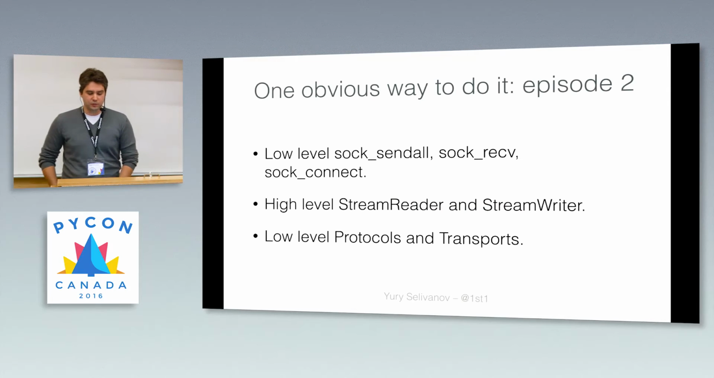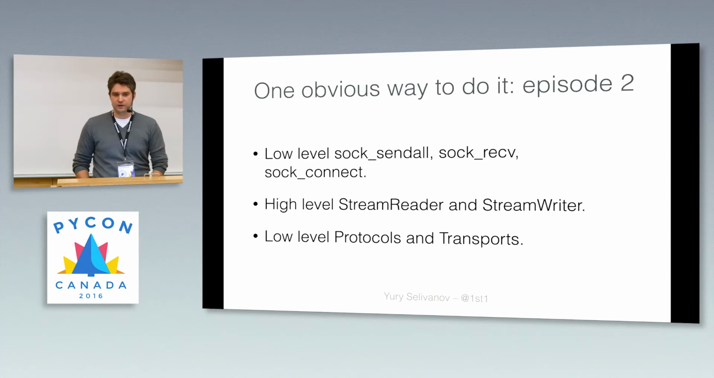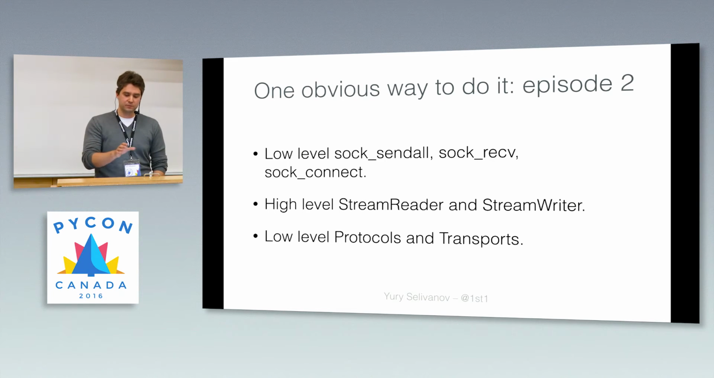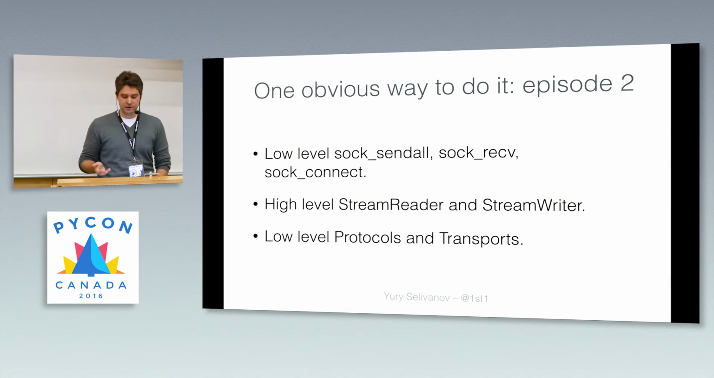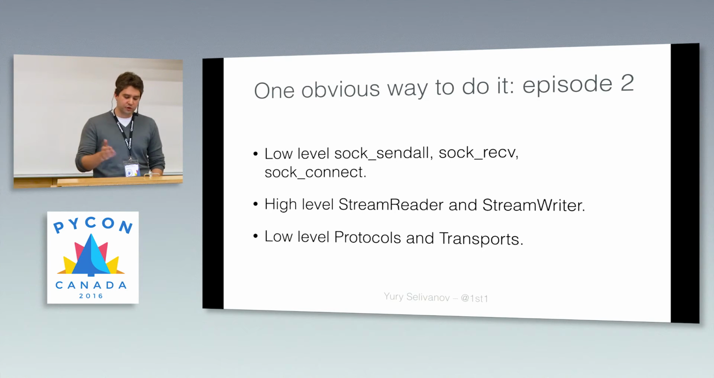So this is basically one obvious way to do it, episode 2. We have 3 different ways how you can code a protocol in Async IO. First, you can use low-level sock send all, receive, connect, accept methods, which essentially mirror blocking socket operations in Async IO. They just use async await. We can use high-level streaming API that allows you to just use async await and develop any kind of protocol on top. Or you can use low-level protocols and transports.